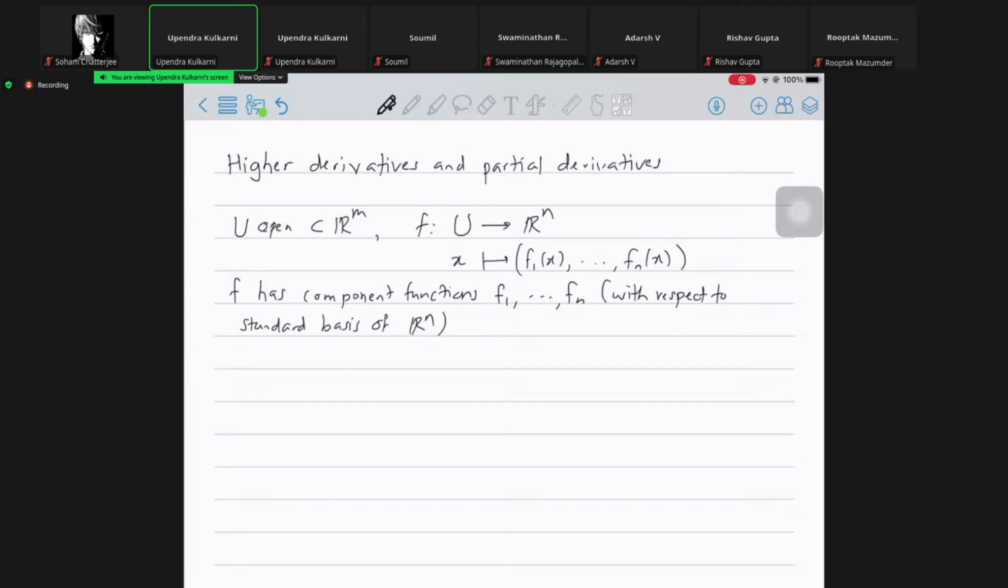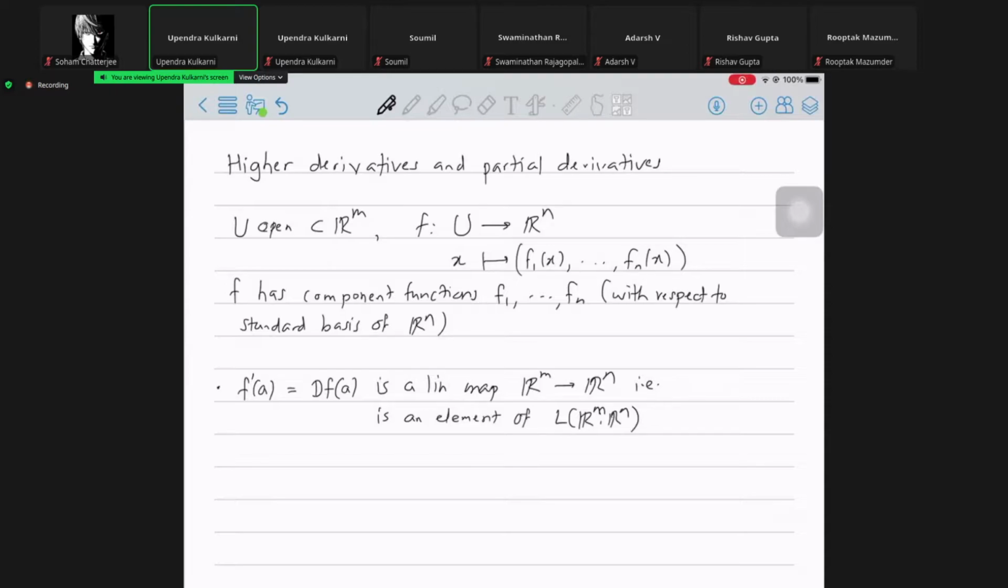All right. So what is the derivative? So f prime of a, or the derivative of f at a point a, we know exactly what it is: a linear map from Rm to Rn, such that a certain limit is 0, but I will not write that down, i.e. it is an element of the space of all linear maps from Rm to Rn.